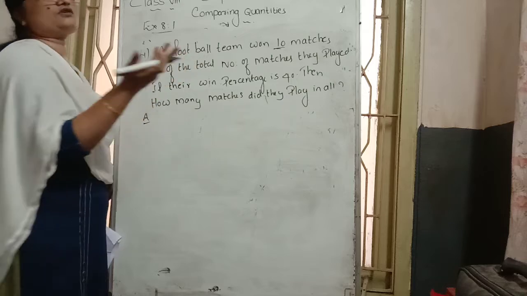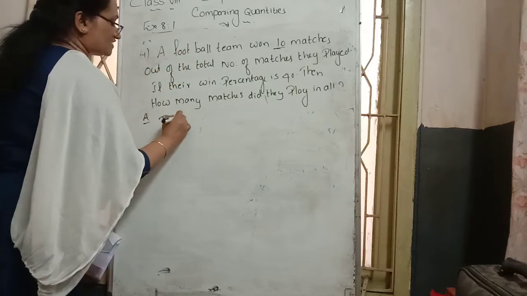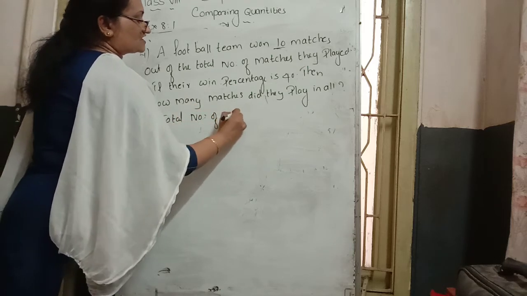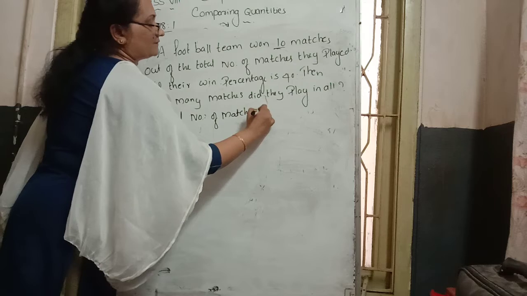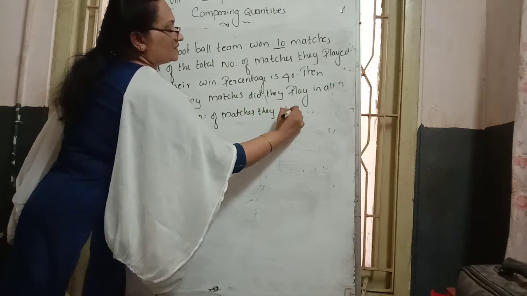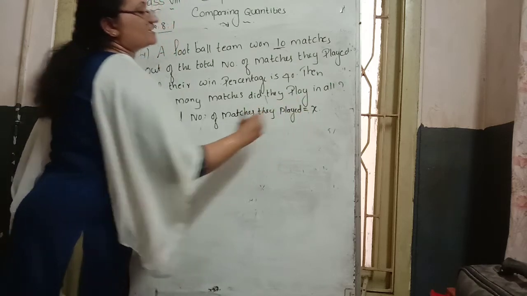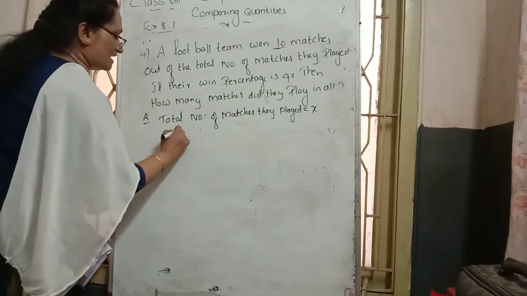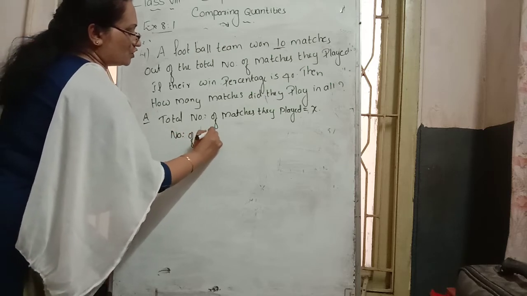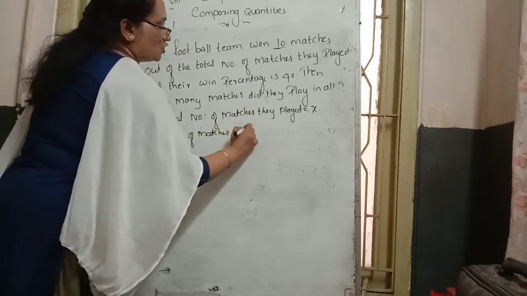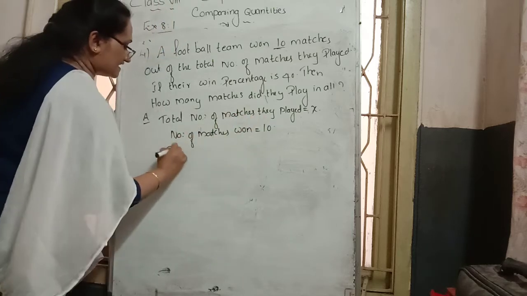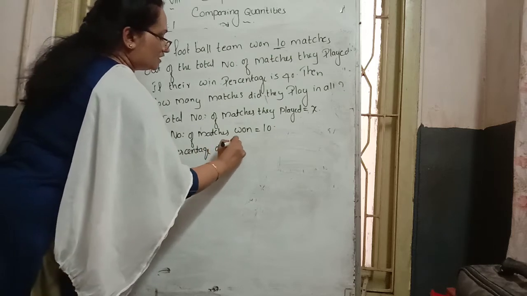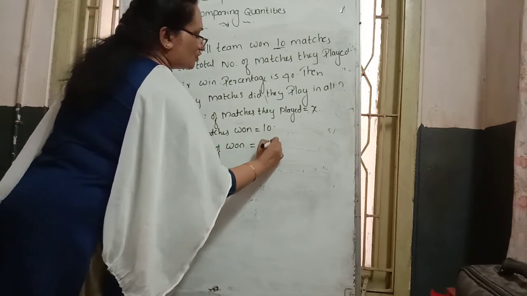So what we want, we don't know the total number of matches they played. So first step, how can we start? Total number of matches they played is equal to, we don't know, so we consider an alphabet as x. Our aim is to find the x value. Then the number of matches they won is given: matches won is equal to 10. The winning percentage is also given: percentage won is equal to 40%.